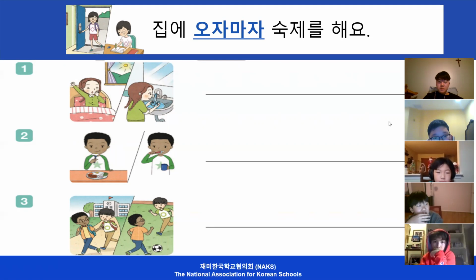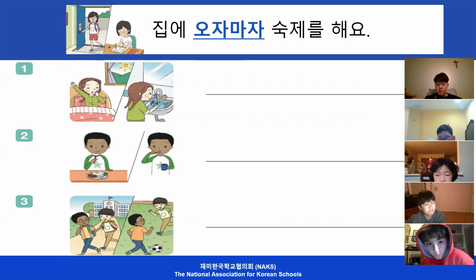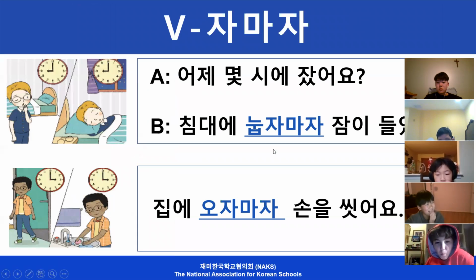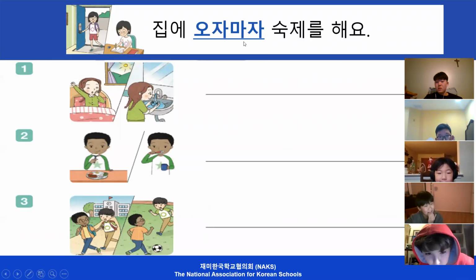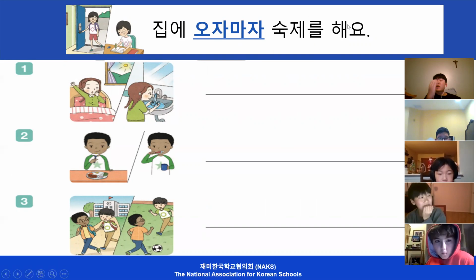So number one, oh well, how about Eden? Just read the example problem for me. 집에 오자마자 숙제를 해요. Okay. From the last sentence we just read. Hold on. Remember this sentence, right? So this starts with the same thing. The only difference is the ending. 숙제를 해요. So what does that mean in English, Eden?